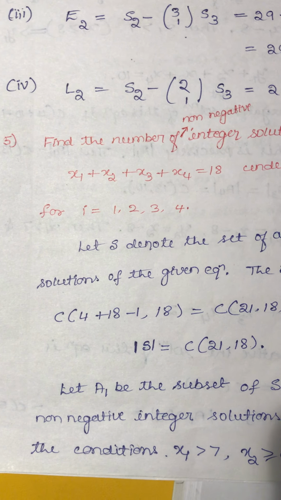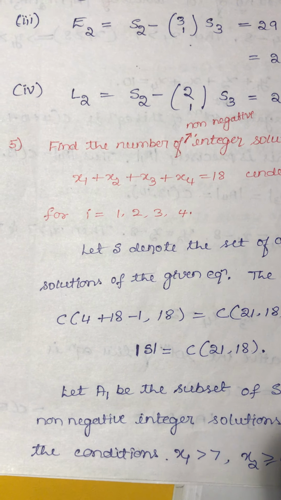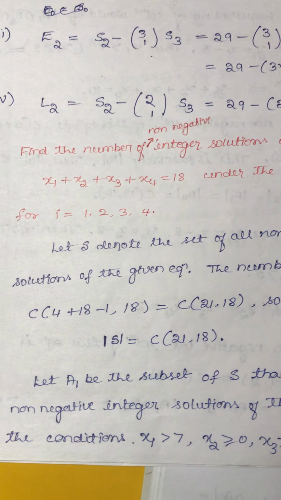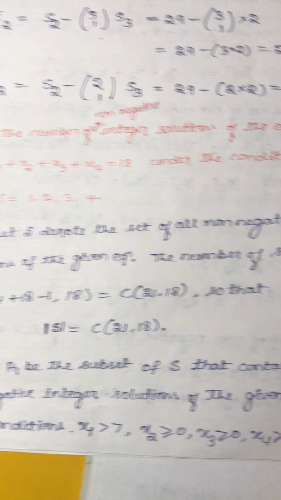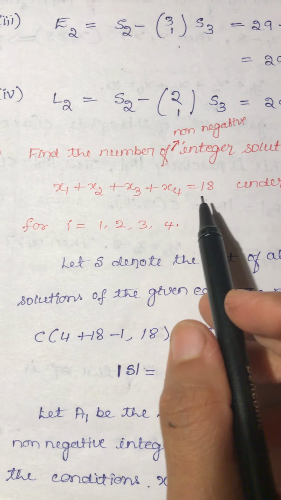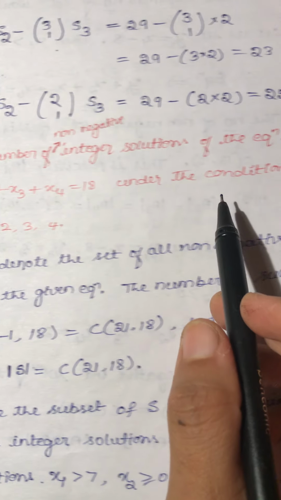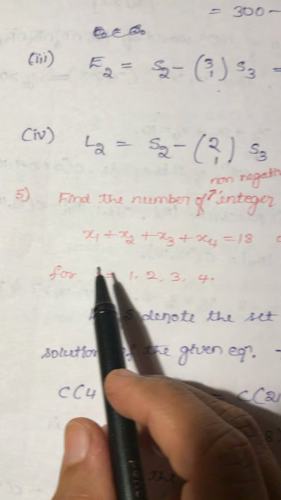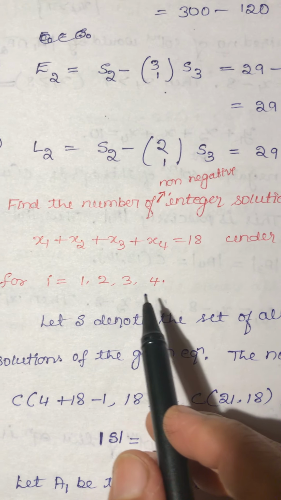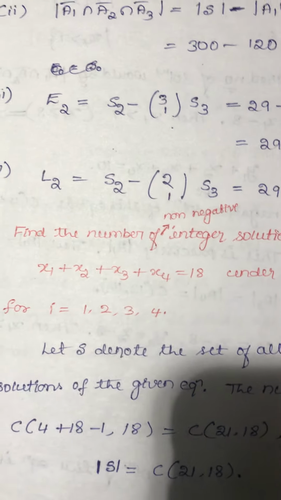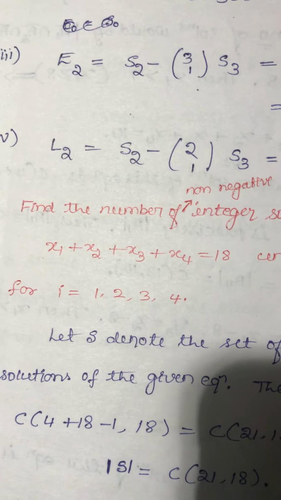So now we have the next problem on the principle of inclusion and exclusion. Find the number of non-negative integer solutions of the equation x1 plus x2 plus x3 plus x4 is equal to 18 under the conditions xi less than or equal to 7 for i equal to 1, 2, 3, 4. Okay. All xi must be less than or equal to 7. That's the condition now.